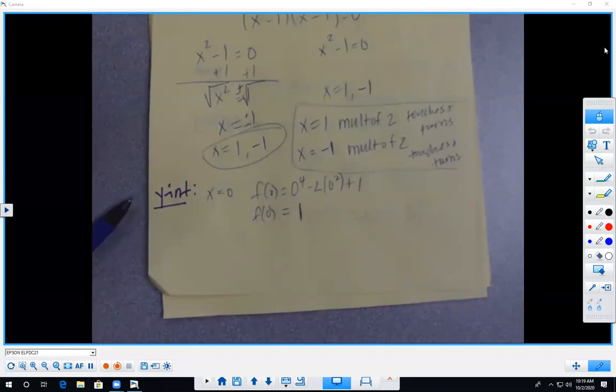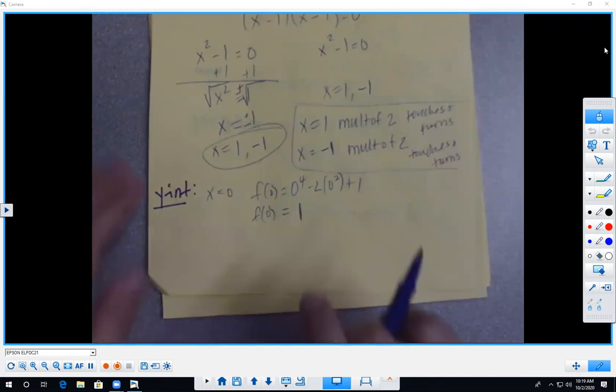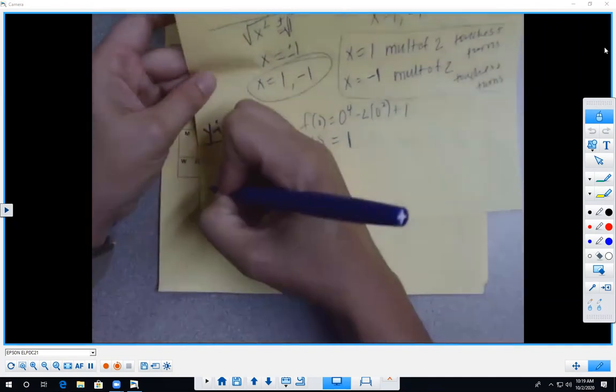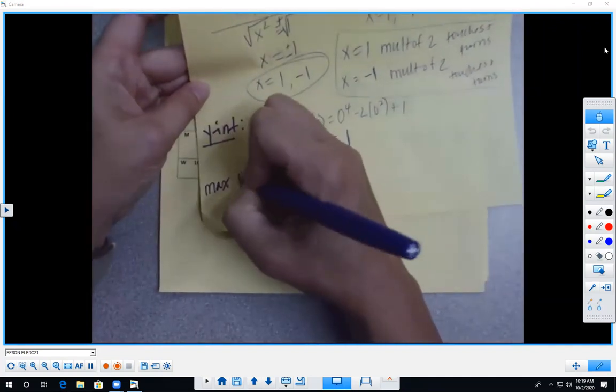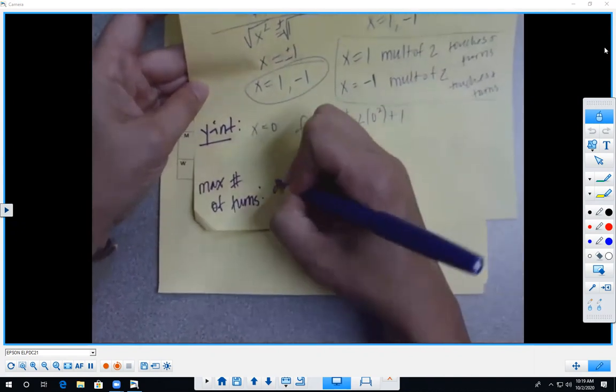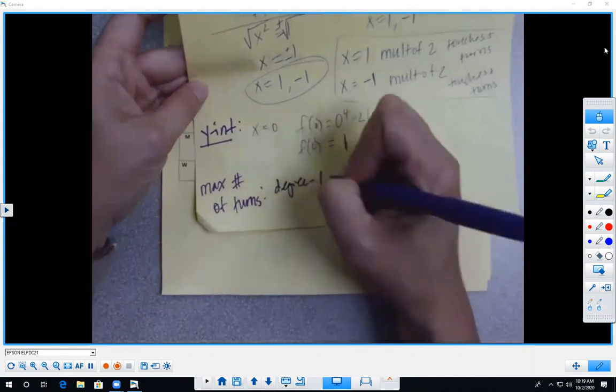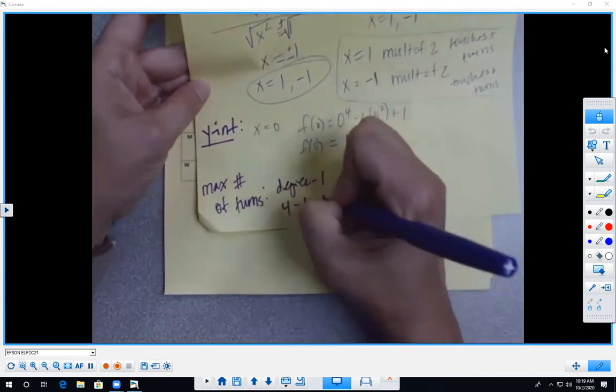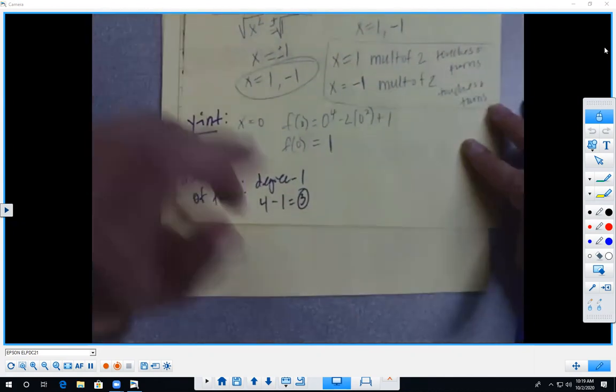Okay, we actually don't have to do this, but this would be on your test and on your quiz. What's the maximum number of turns here? Remember, it's degree minus 1, which would be 4 minus 1, which is 3. So it can't have more than 3 turns here.